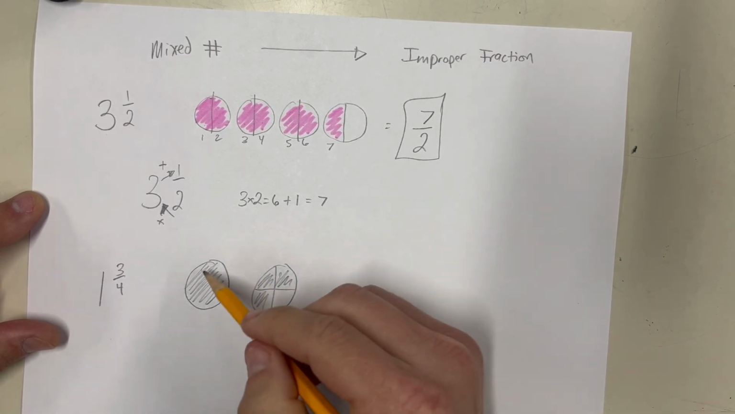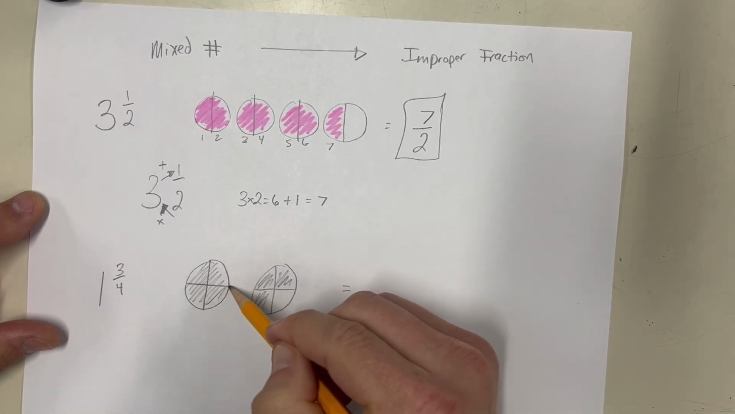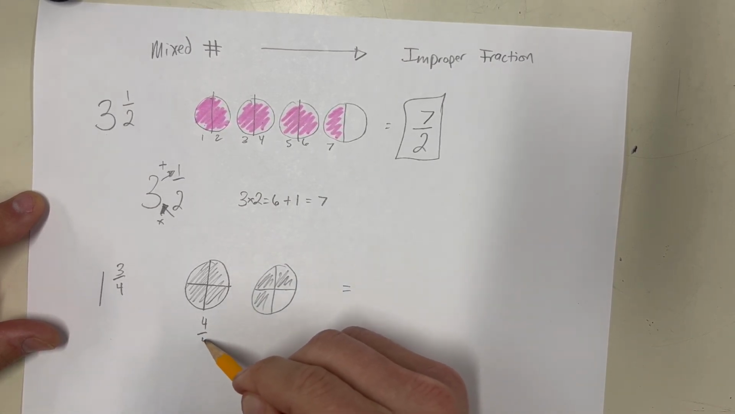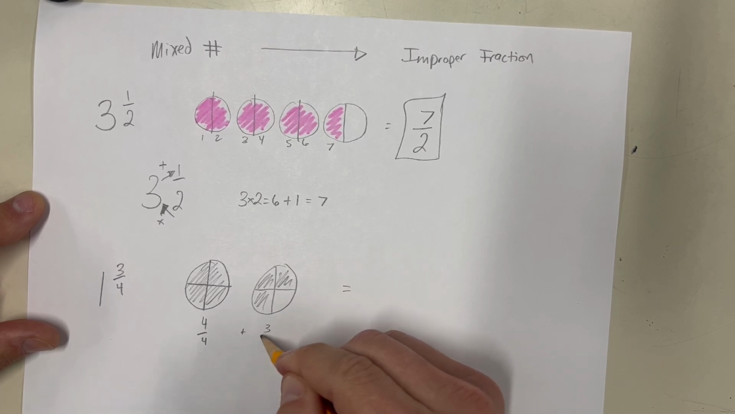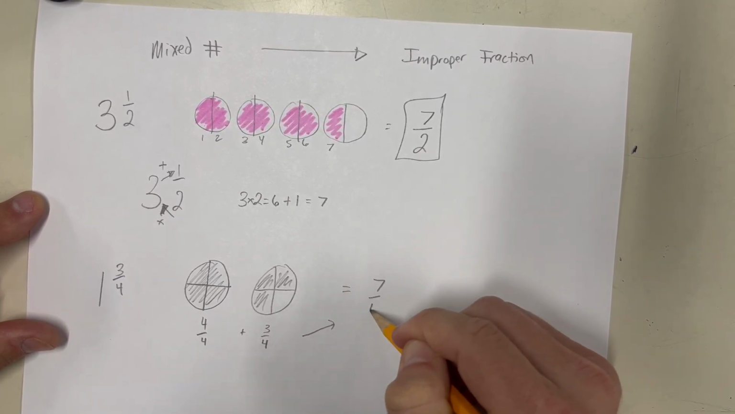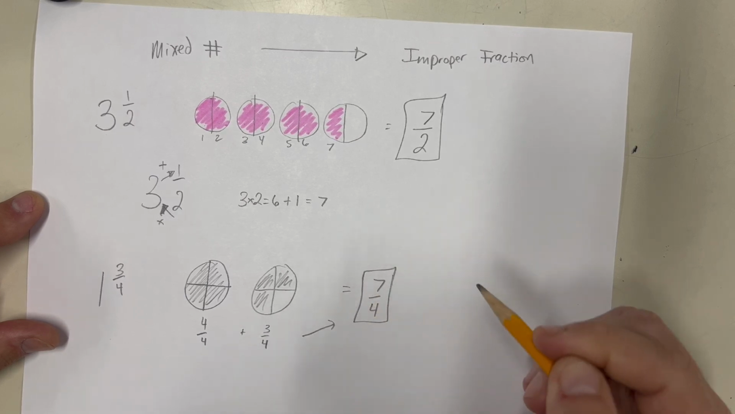So what I know I can do is I can split this into fourths, and it does not change the value of this because I didn't shade in anymore and I didn't take away anything. So what I actually have here is 4/4, and now I have 3/4, which gets me a grand total of 7/4, and that is my improper fraction.